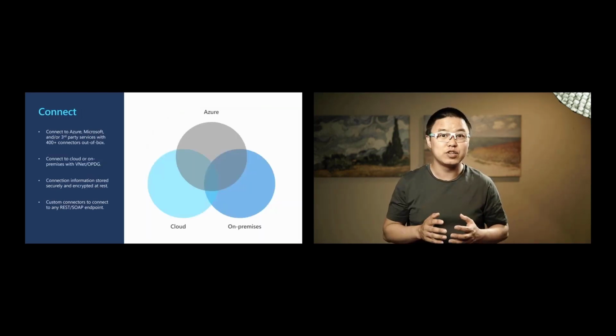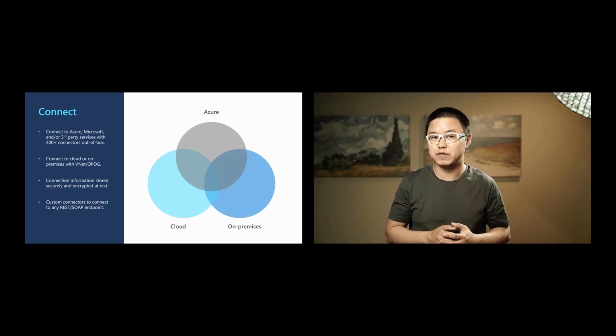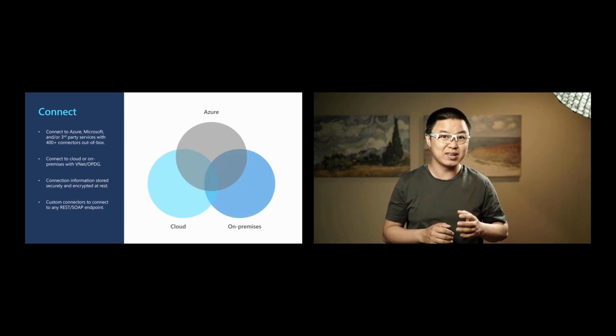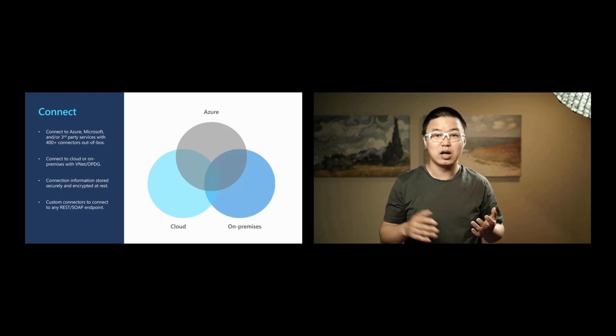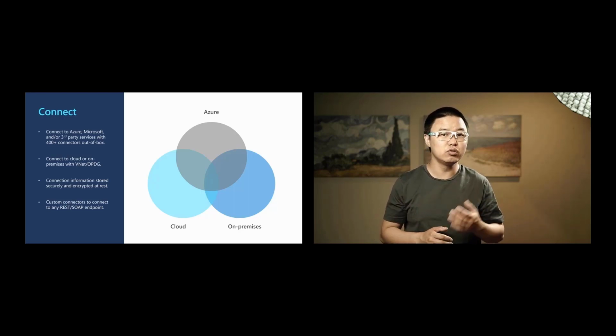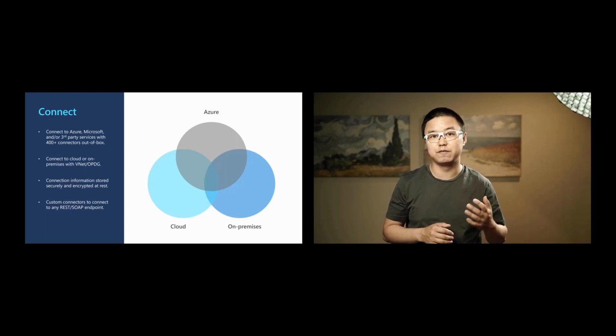With Logic Apps, you can connect to more than 400 different services out of box, services inside Azure, by Microsoft, or from third parties. You can connect to systems on the cloud, on premises, or bridge the gap between the two using tools and features such as virtual network integration and on-premises data gateway.